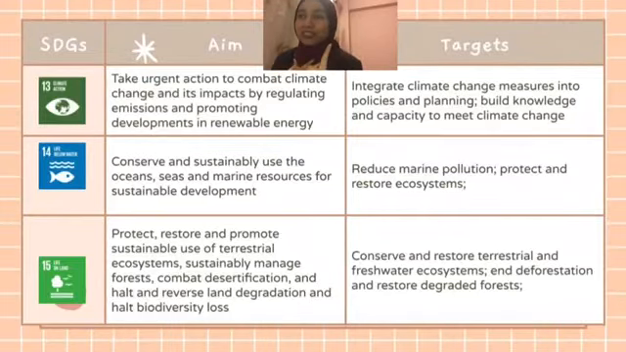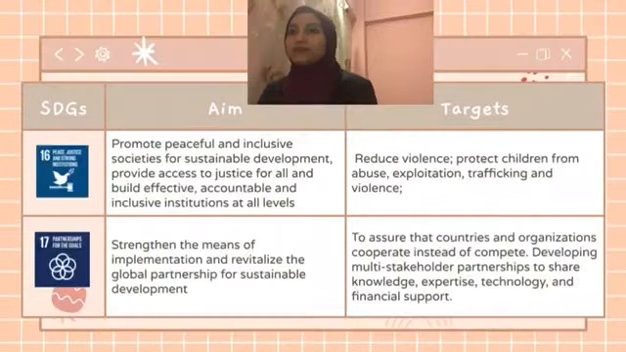Then let's go to the 15th SDG, which is life on land. We talked about earth, we've talked about water. Let's talk about the land, where the aim is to protect, restore, and promote sustainable use of terrestrial ecosystems, sustainably manage forests, combat desertification, and halt and reverse land degradation and halt biodiversity loss. The target for this particular goal is to conserve and restore terrestrial and freshwater ecosystems, also to end deforestation and restore degraded forests.